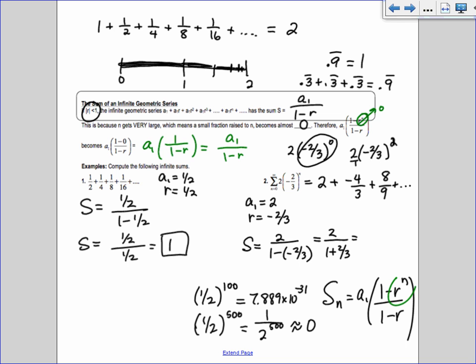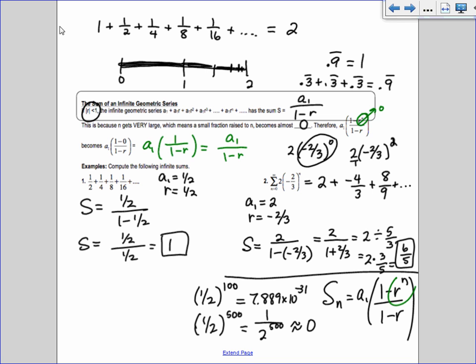1 and 2/3 is 5/3, right? So you have 2 divided by 5/3, which is 2 times 3/5. So what's my answer? 6/5. So this series converges and it goes to 6 over 5. Okay?